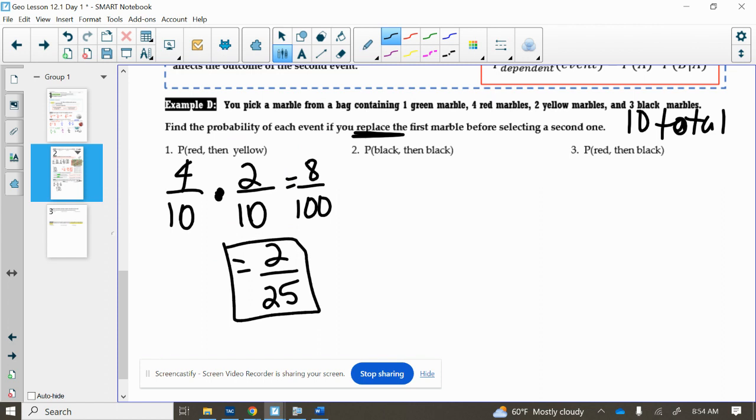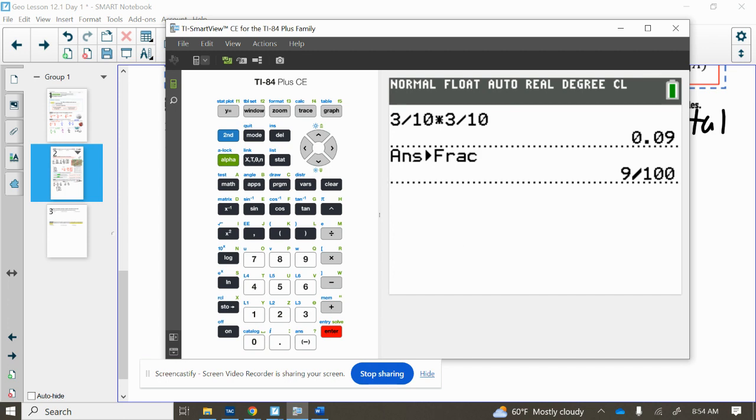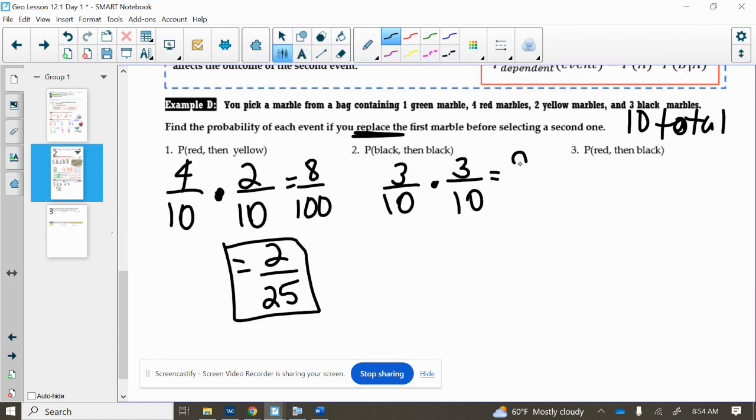What about black then black? Well, we have 3 black marbles out of 10. Put it back in the bag. There's still a possibility of grabbing 3 out of those 10 marbles. Again, you could also type this in your calculator, 3 tenths times 3 tenths. And again, put that into a fraction, math, enter, or second PRB. We would have a chance of 9 out of 100.